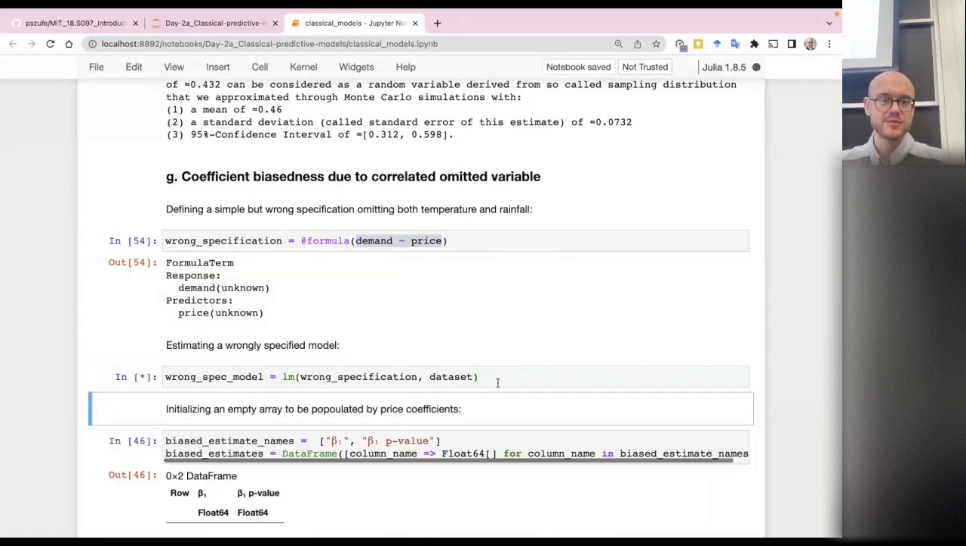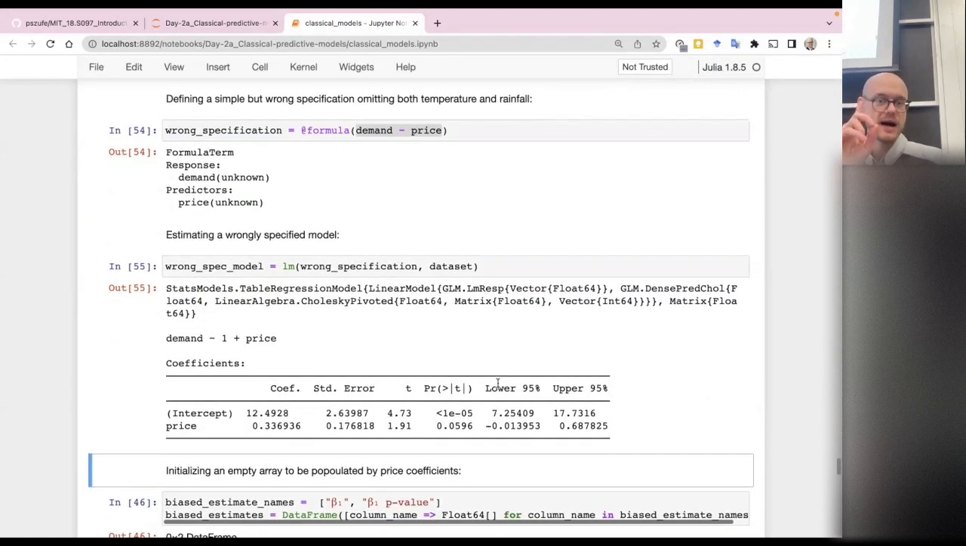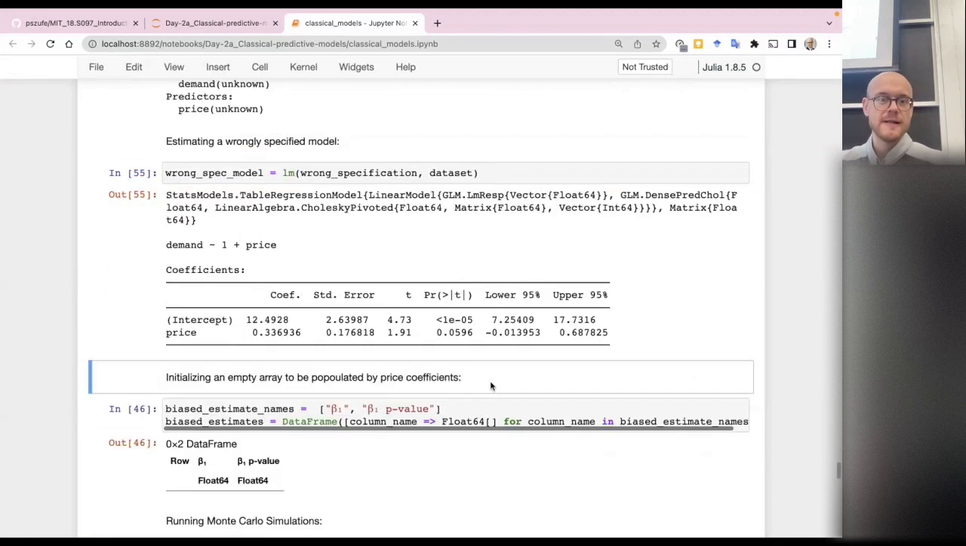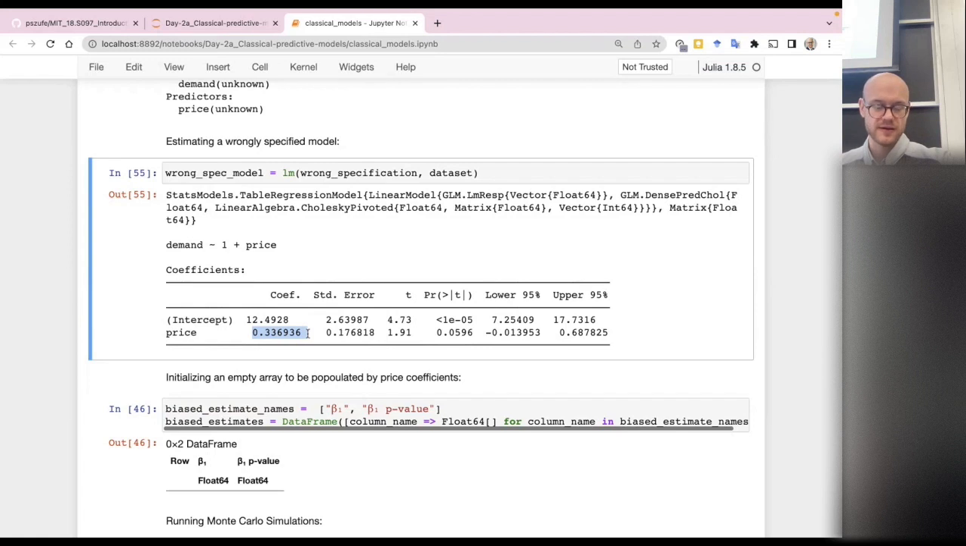So let's start, as previously, with just one estimation. And what do we get? We get an estimate of the impact of price on demand to be positive. For economists, it's something not typical. It would mean that the higher the price, the more demand, which is not intuitive and nothing to be expected. So this is suspicious.